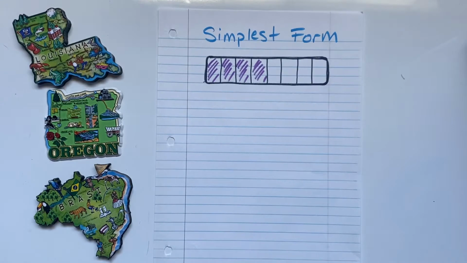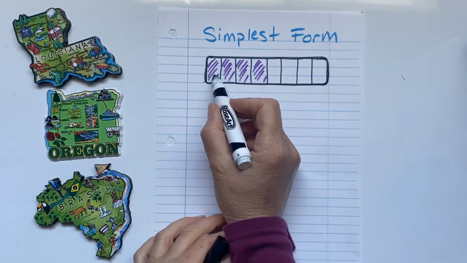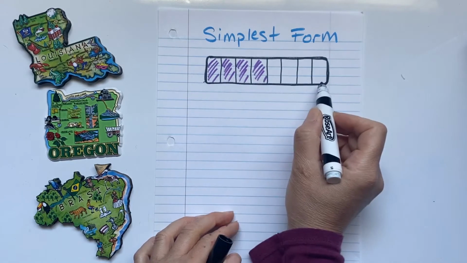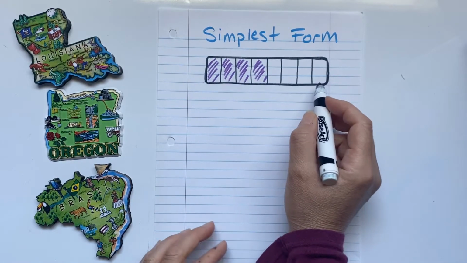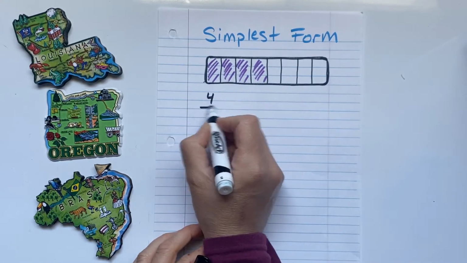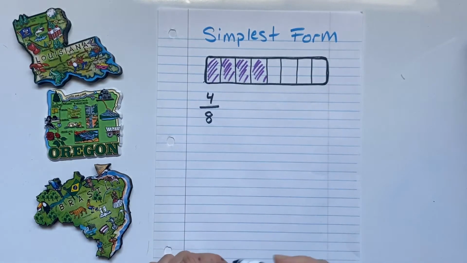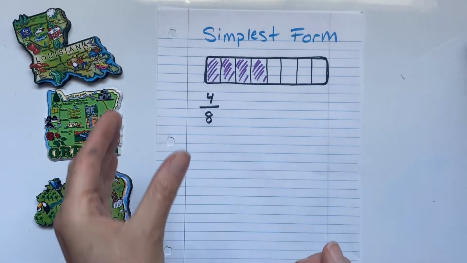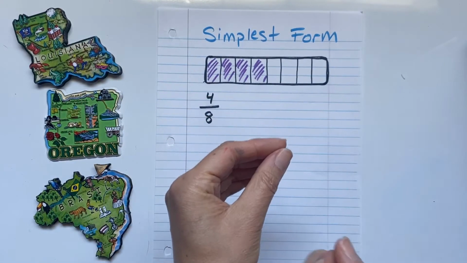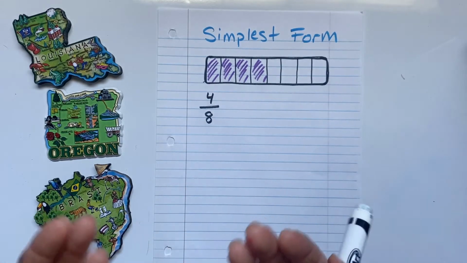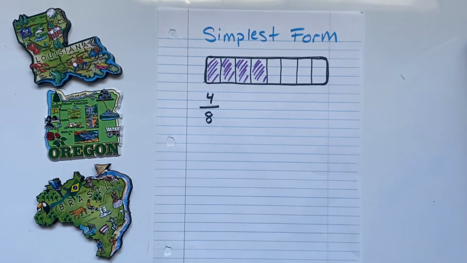like this, the way that I would name it, or how I would call it, is I have 4 pieces shaded out of 8 total possible pieces. So it's going to be 4 out of 8. Now if I wanted to write this in simplest form and I want the least number of pieces, I'm going to see if I can combine the pieces equally to make larger pieces out of this fraction.